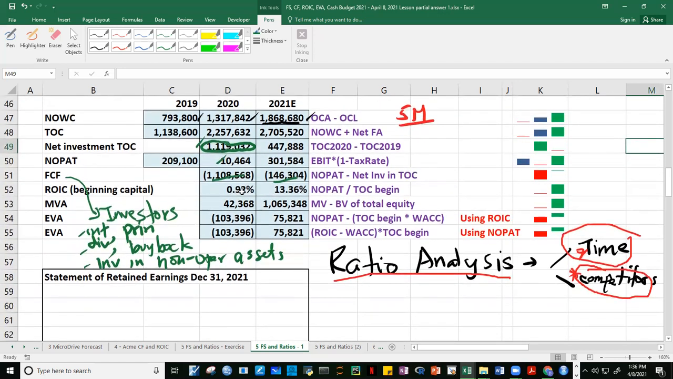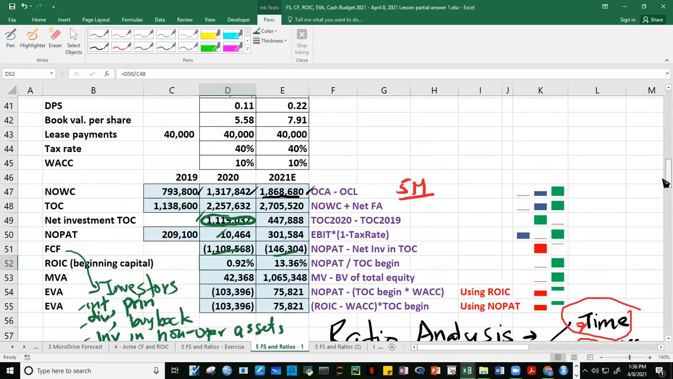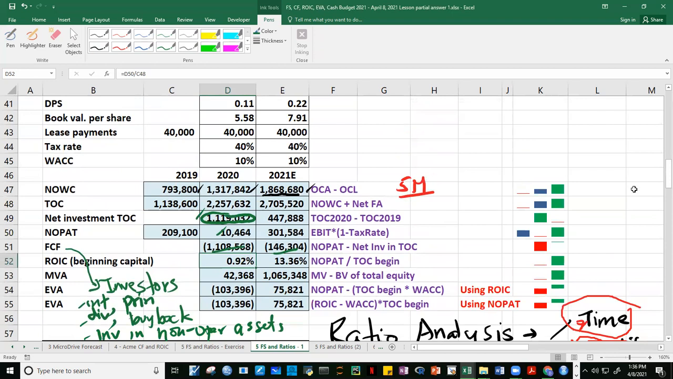It's simply your NOPAT divided by your beginning capital. Okay, NOPAT divided by your beginning capital. Okay, is this good or bad? Yung 0.92. Good or bad yan? Answer please. Return on invested capital. Okay lang ba yung ROIC natin na 0.92%?